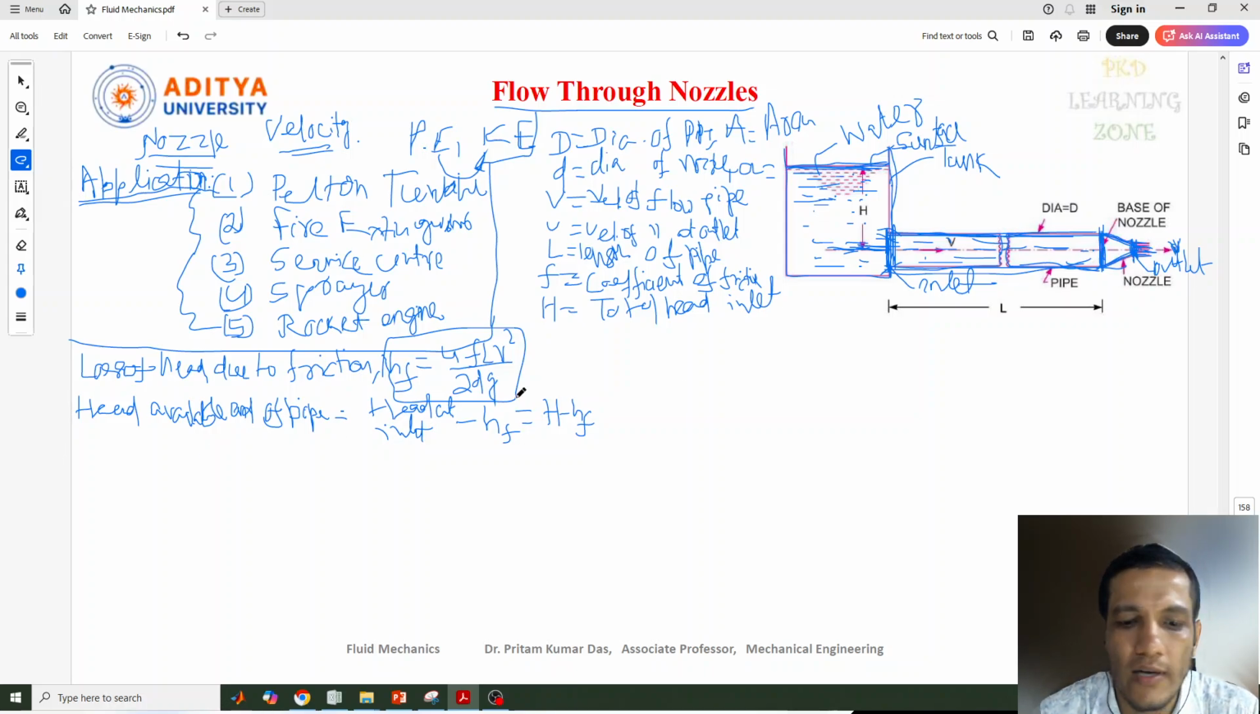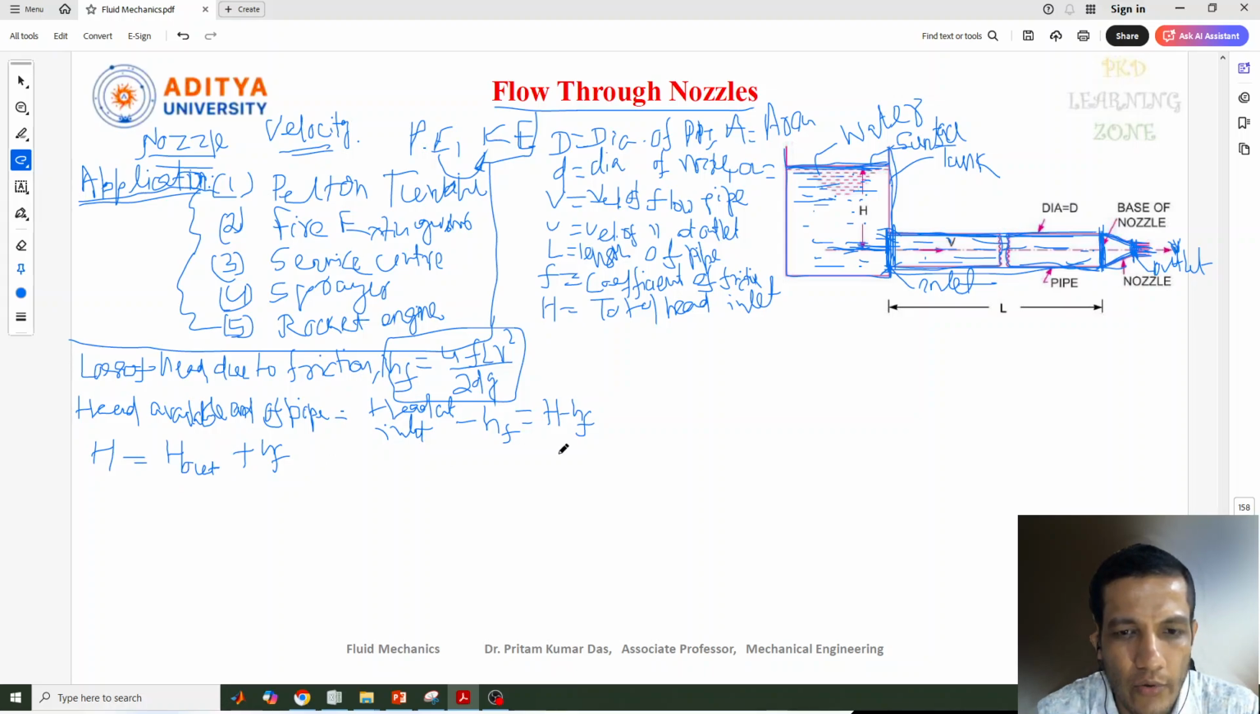So the total head at the inlet of the pipe equals the total energy at the outlet of the pipe plus the head loss. That means this is the head at the inlet, so this equals this; the HF we take to this side, the minus becomes plus. So H equals the total head at the outlet condition. Let me write this: H equals H out plus HF.